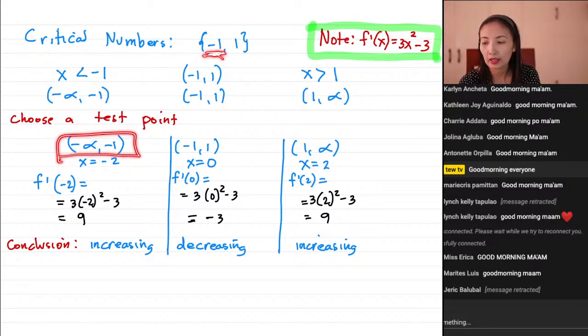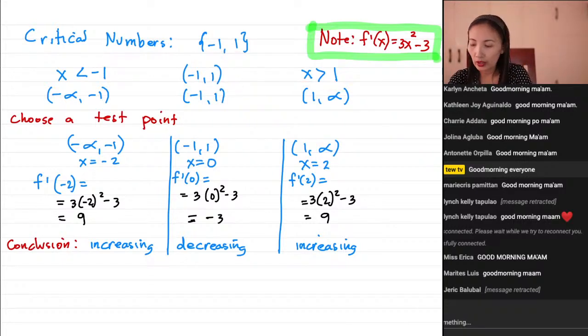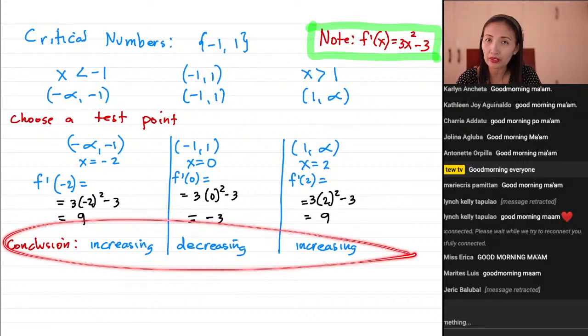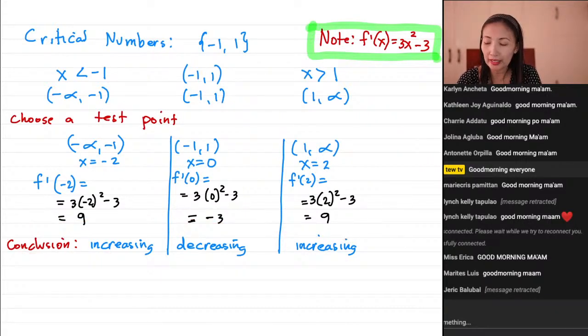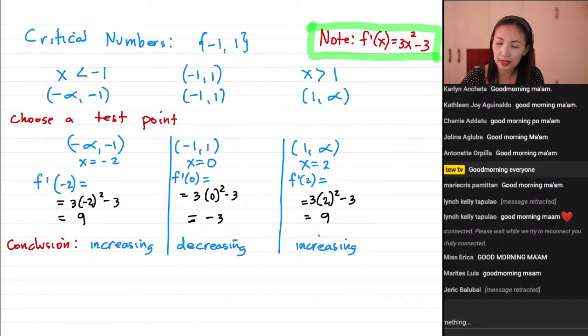And then to its right, or between the interval negative 1 to 1, and then to the right of 1. Okay? So these are the conclusions. Decreasing from negative infinity to negative 1, increasing, I should say, from negative 1 to positive 1, decreasing, and from 1 to infinity, it's increasing. So now we can move on to step number 6.